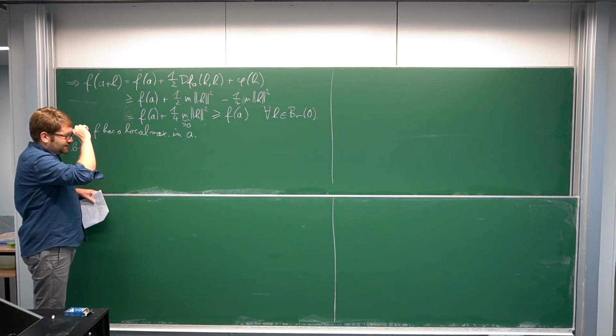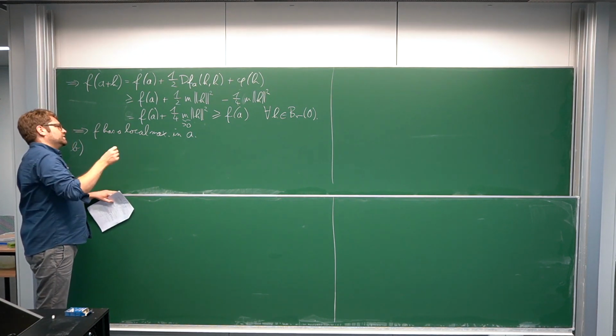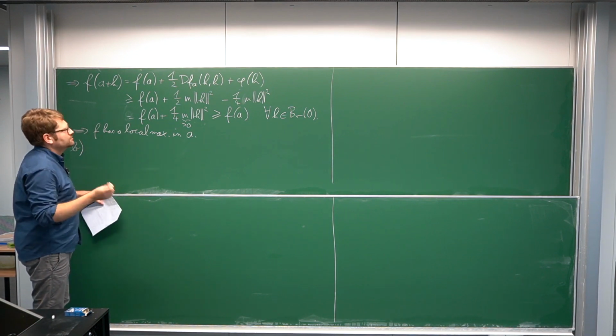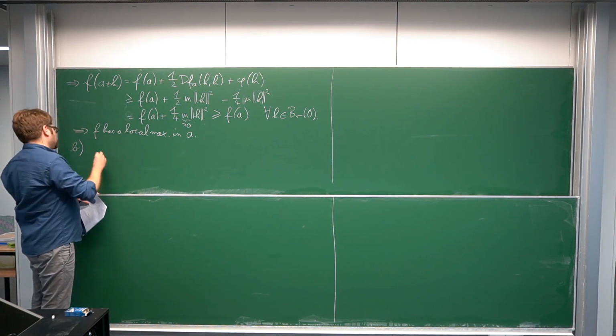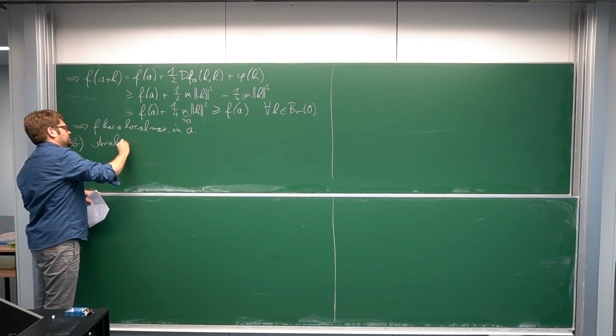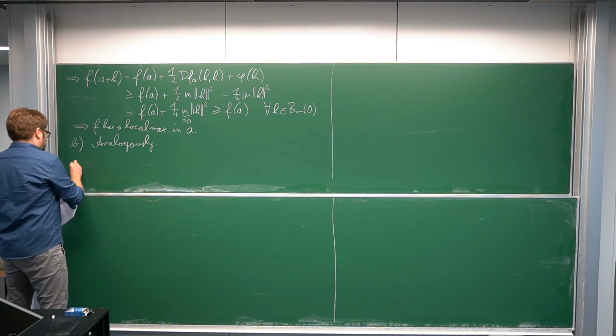Okay, part B, the negative definite case, basically it's almost the same. And this time we consider again this function g, but this time we need the maximum instead of the minimum, and need to consider some inequalities going in the opposite direction. So let me just write here analogously. So this is basically the same thing with slightly different arguments, but anyway.